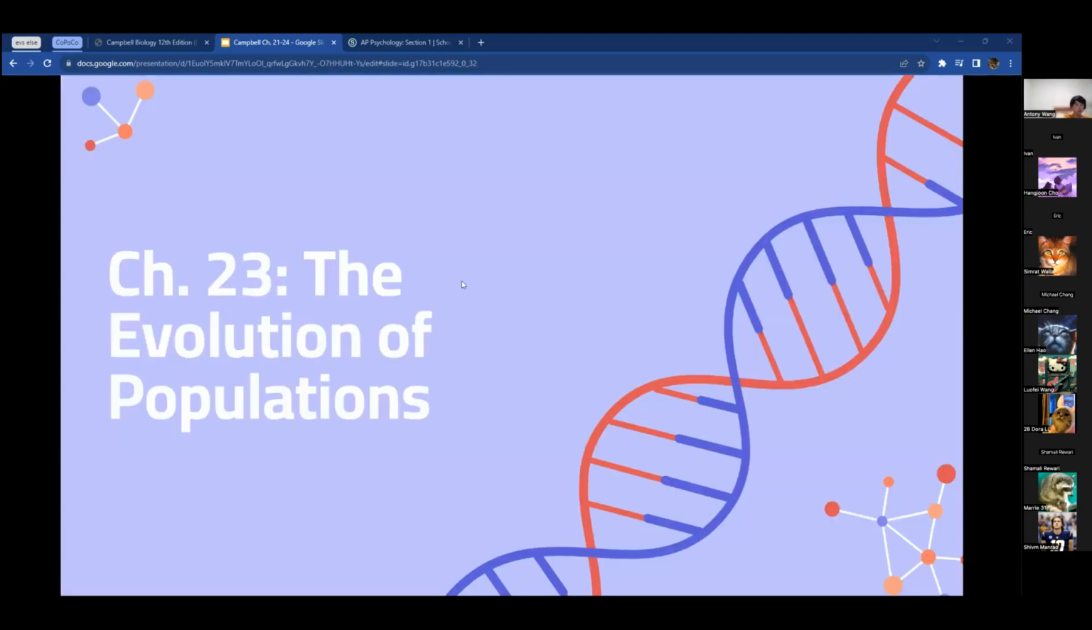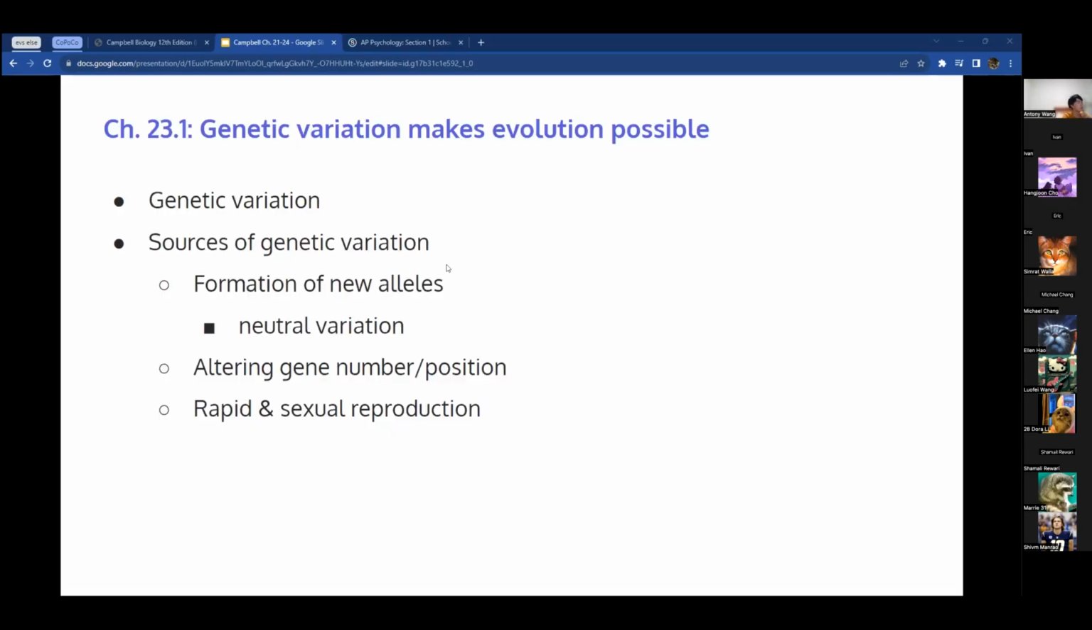Chapter 23, the evolution of populations. Okay, I'm on track. Genetic variation makes evolution possible. Evolution is defined as a change in allele frequencies within a population. But to have allele frequency, you need to have different alleles, or else the only frequency there would be is 100% for one allele.